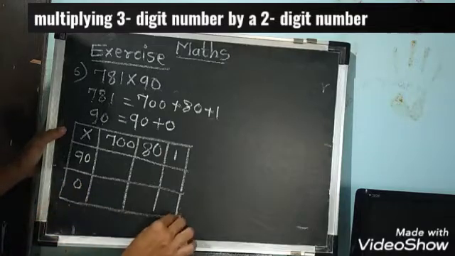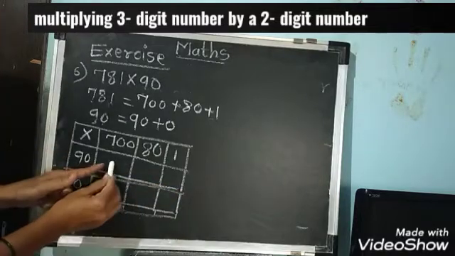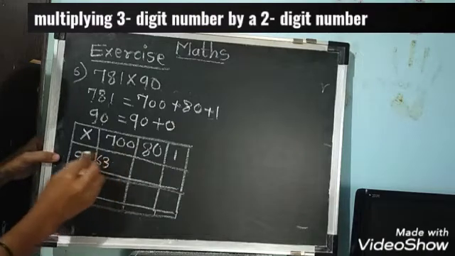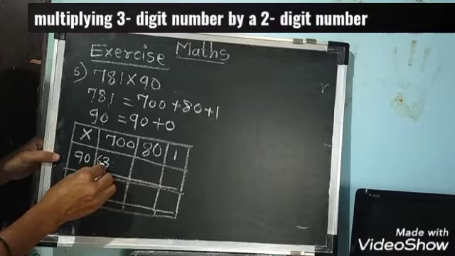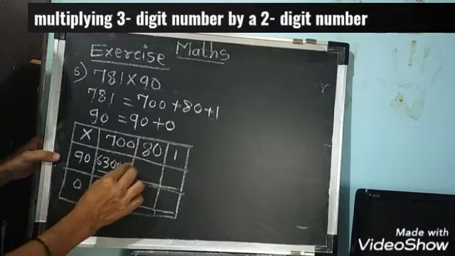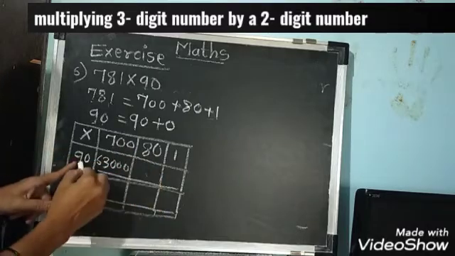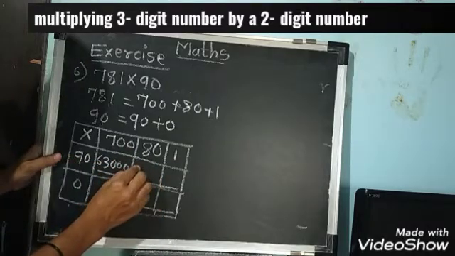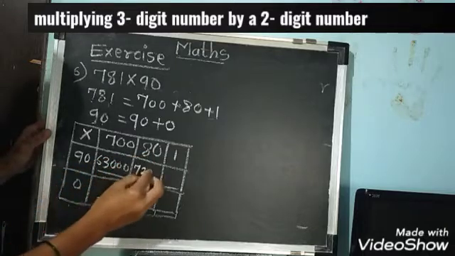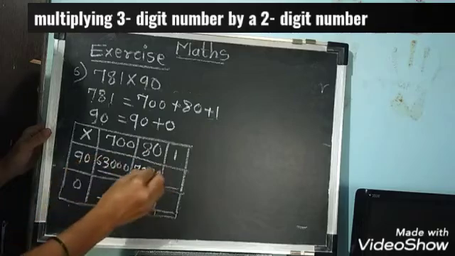Now find the answers of these boxes. Okay, this answer I want, go straight. 9 sevens are 63. How many zeros are there in both boxes? 1, 2, 3. Okay. Now this answer I want, go straight. 9 eights are 72. How many zeros are there? 2 zeros.